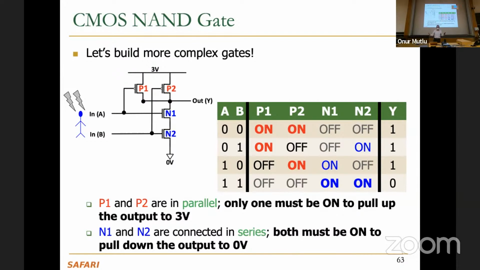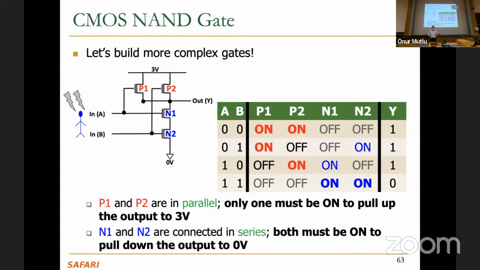But then you can also realize what's going on in the circuit, right? If you look over here, P1 and P2 are in parallel, meaning if any of them are connected to the output, they should pull the output up to 3 volts. So basically, in parallel transistors like this, only one must be on to pull the output up to the 3 volts. And in series, N1 and N2 are connected in series, so both must be on to pull the output down to 0 volts.